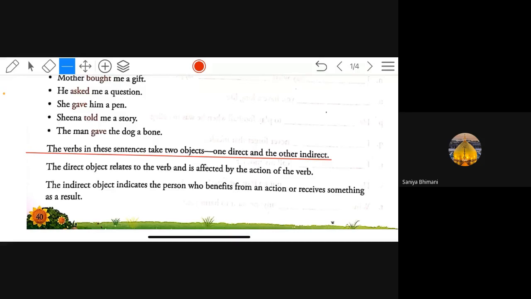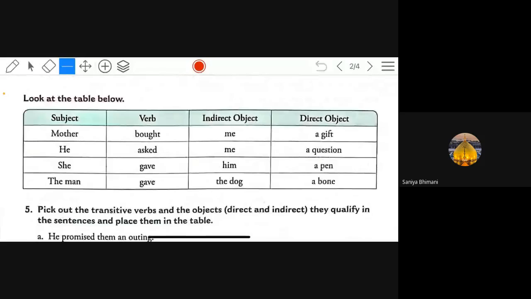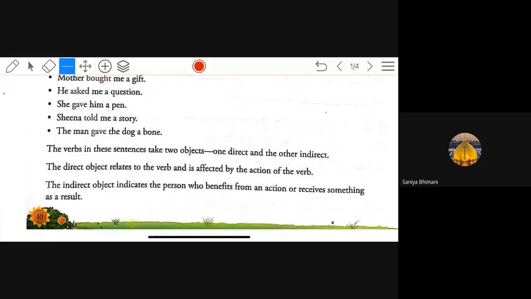Two objects are there in these sentences. In the above 5 sentences, one is direct object and one is indirect object, like she gives the answers. So indirect object is mostly the person's name or any dog or any animal. Indirect object में living things आएंगे. Remember that.